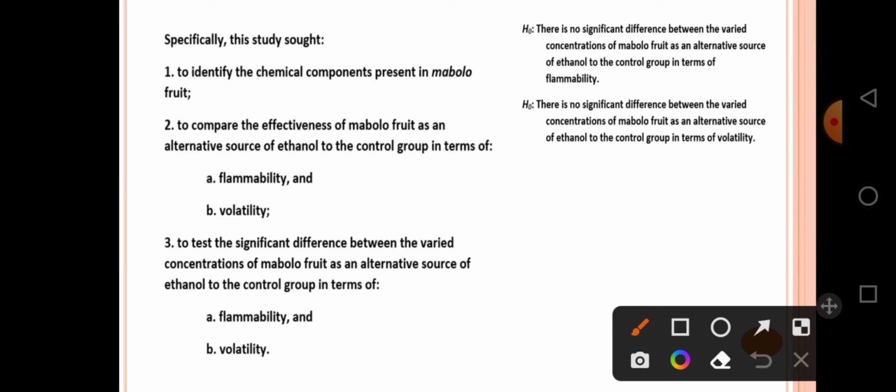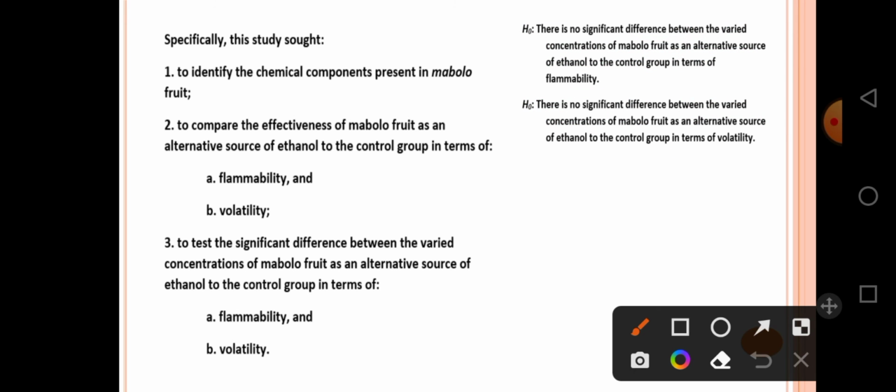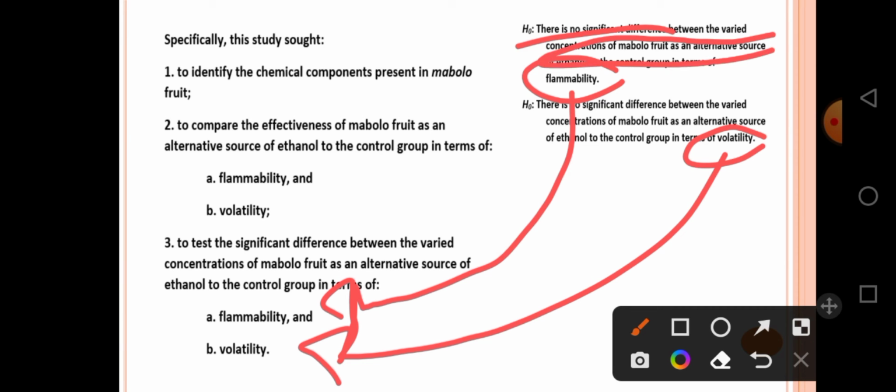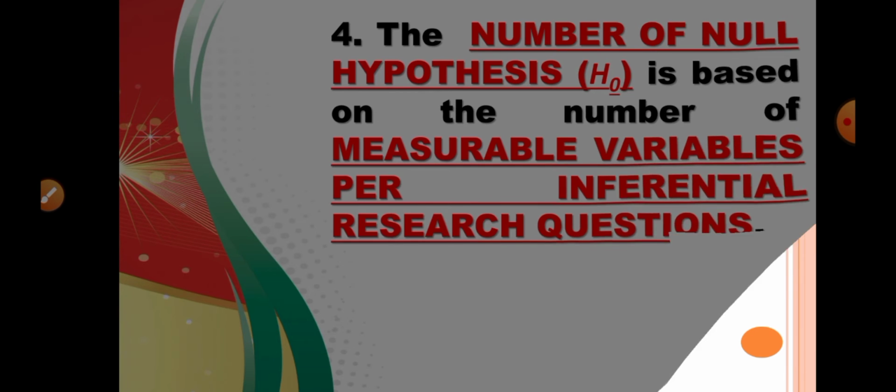We have, there is no significant difference. There is no significant difference. Okay, and then the preceding lines are actually the same. However, they only differ in the last word. And the last word is actually pertaining to our measurable variables. So that is how we write our null hypothesis. Okay, there is no significant difference between or among the groups in terms of the measurable variables. So that is how we write our null hypothesis.